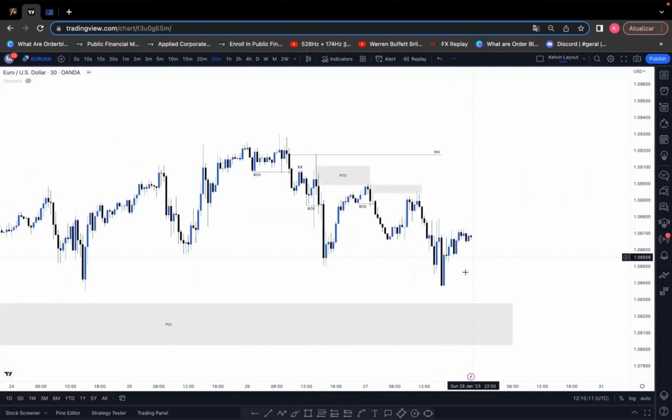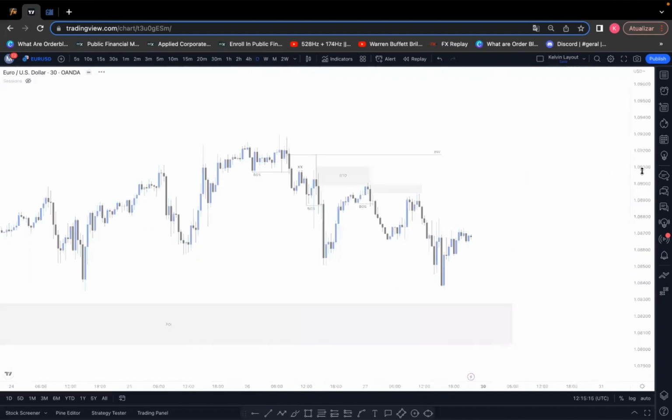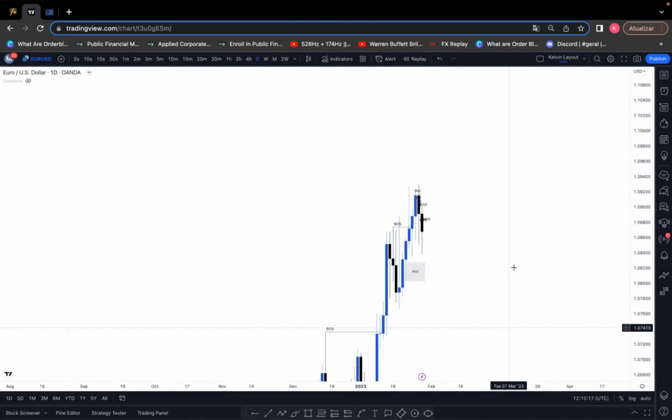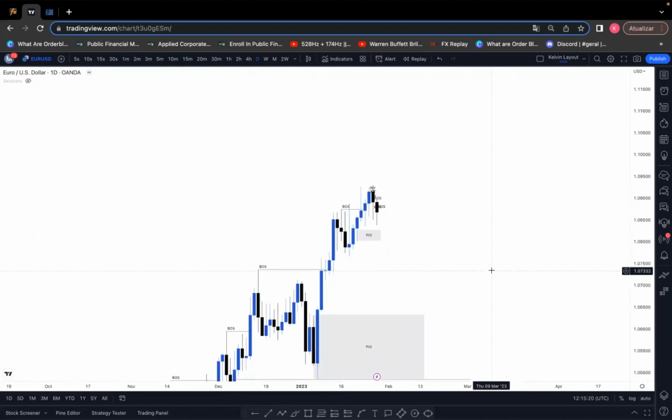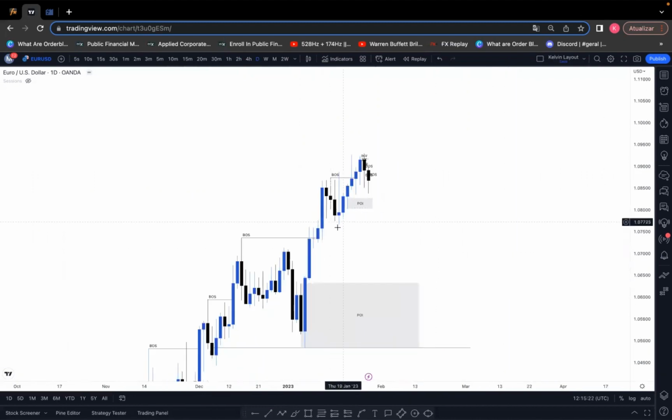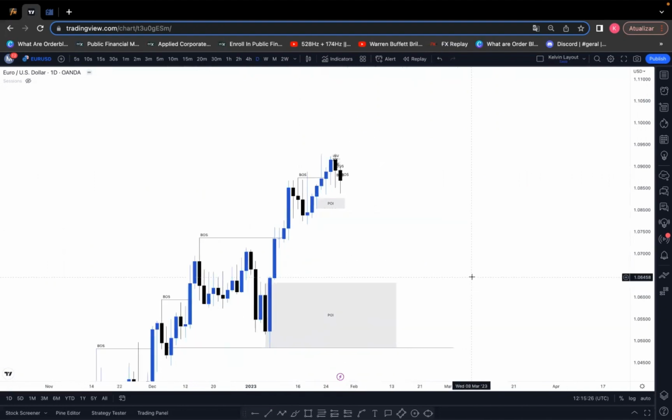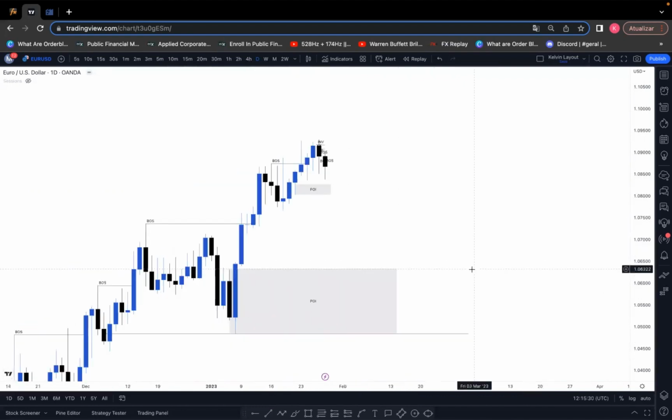I'm expecting price to really come towards that daily point of interest. This is a very significant zone. I'm pretty sure we may see price using this low as an inducement and come to this POI, and then we have the move towards the upside. This is the outlook that I have for EUR-USD. So let's move to another pair.